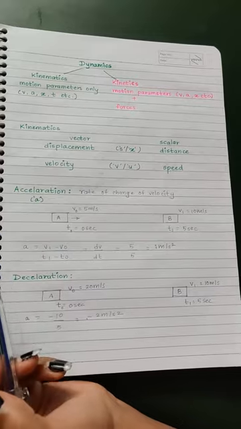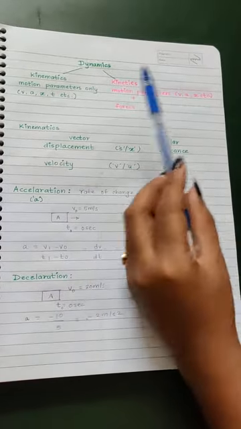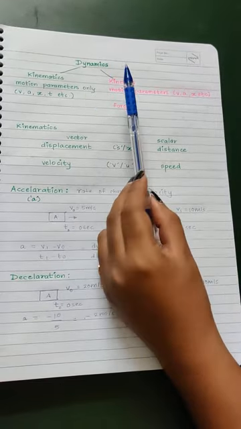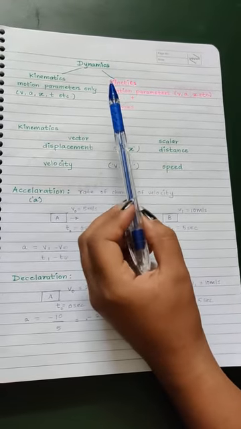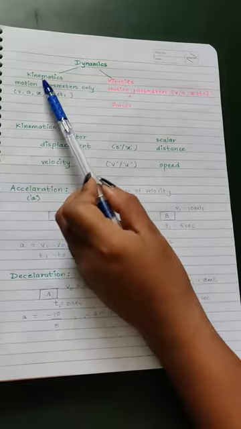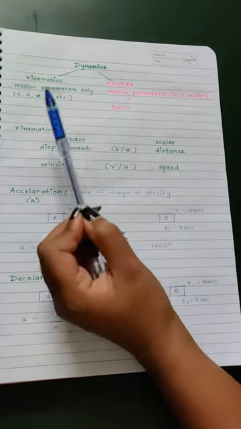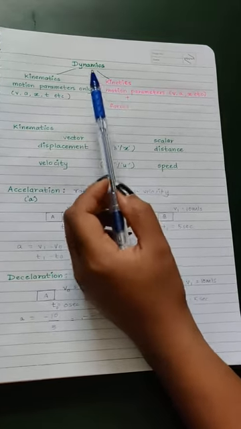So if a particular body is moving from point A to B, the problem that we'll solve for this particular body, or the analysis that we'll do, is going to come under dynamics. Now dynamics is further divided into two categories. One is kinematics and the other one is kinetics. What is the difference between kinematics and kinetics?